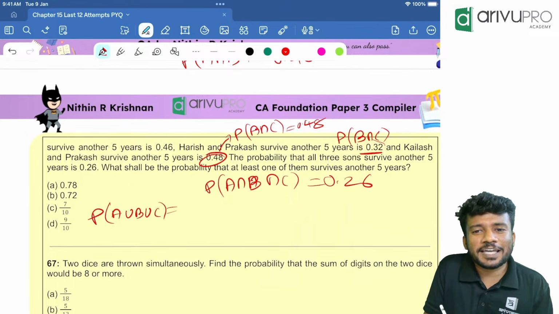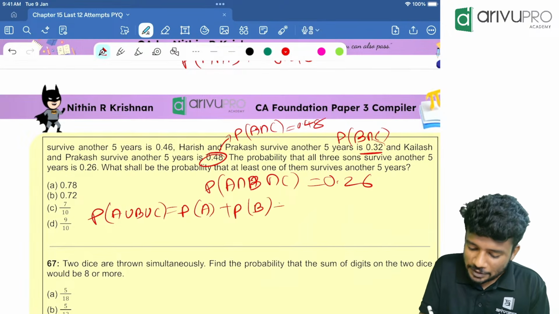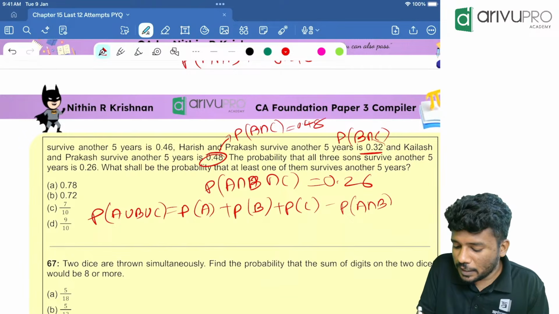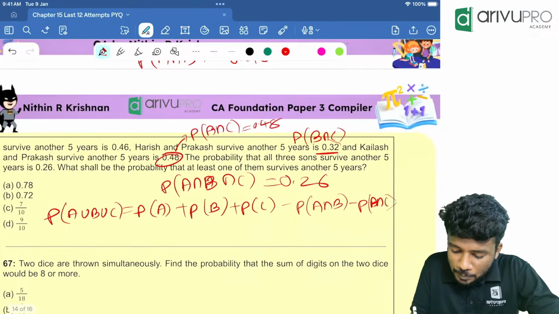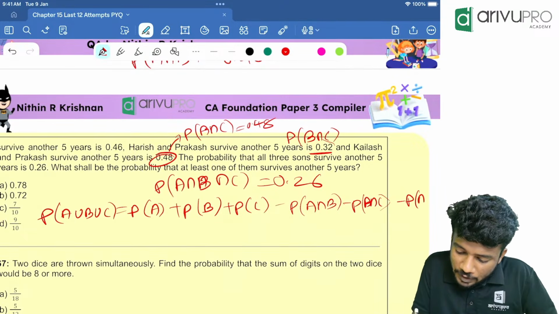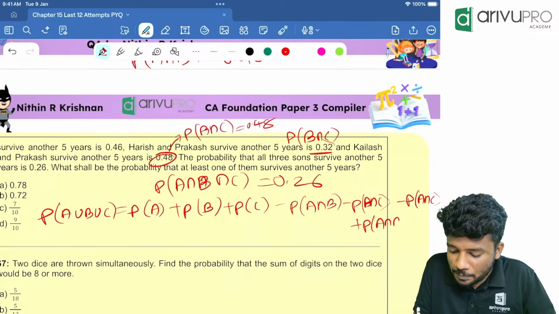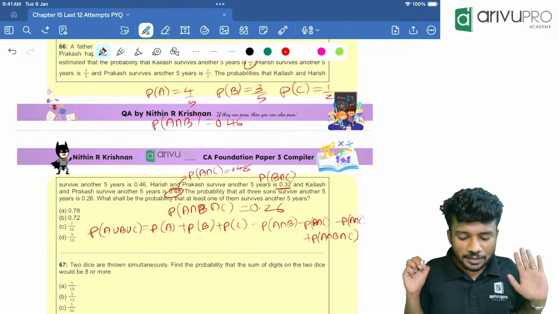What is the formula for A union B union C? P of A plus P of B plus P of C minus P of A intersection B minus P of B intersection C minus P of A intersection C plus P of A intersection B intersection C. All the values are given. Take your calculator and find it.